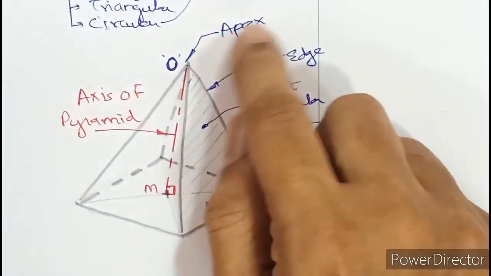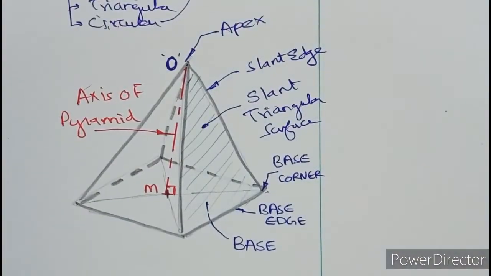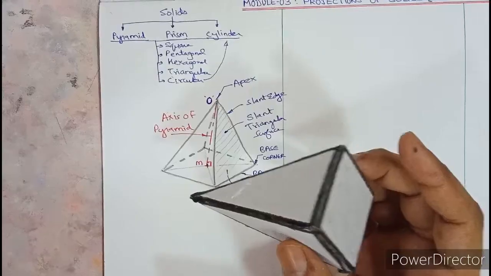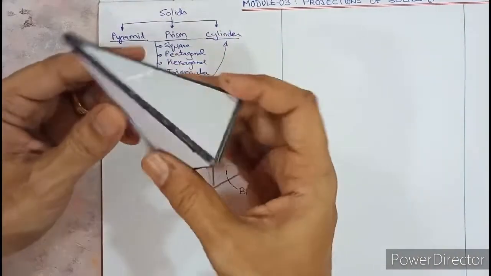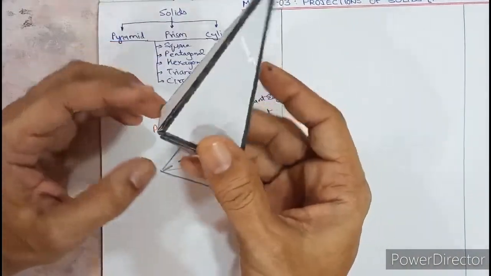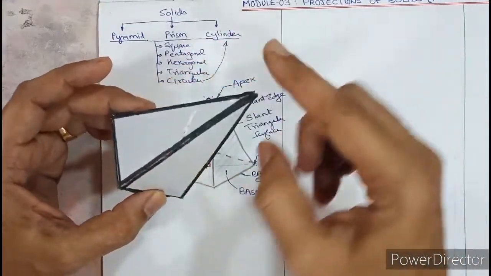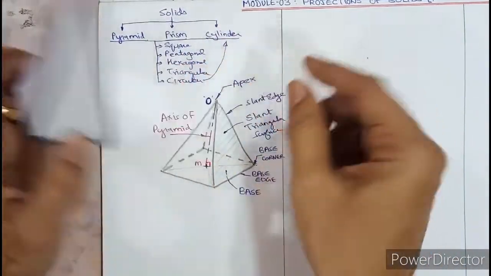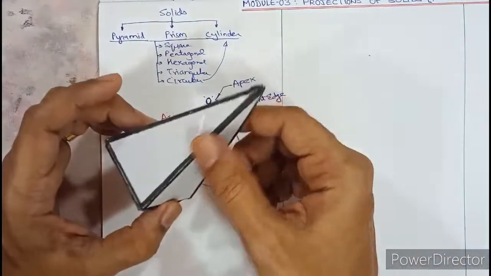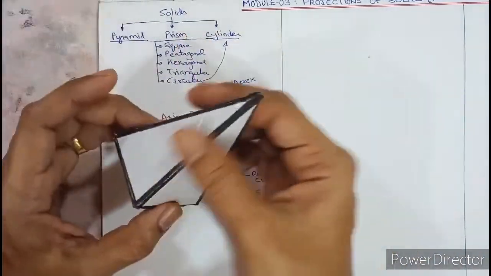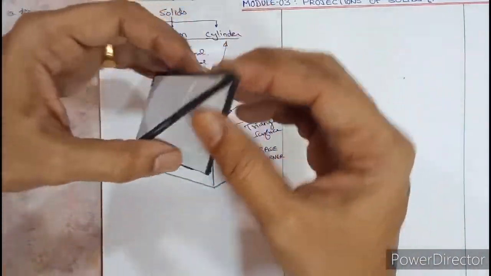Yeah, so this was the apex which was not seen earlier. So these are some of the models which have been prepared for your understanding. So this is a pyramid because you can see there is an apex at the top. It's a pyramid. So a pyramid always has an apex. Okay, a prism doesn't have an apex. A pyramid has an apex.